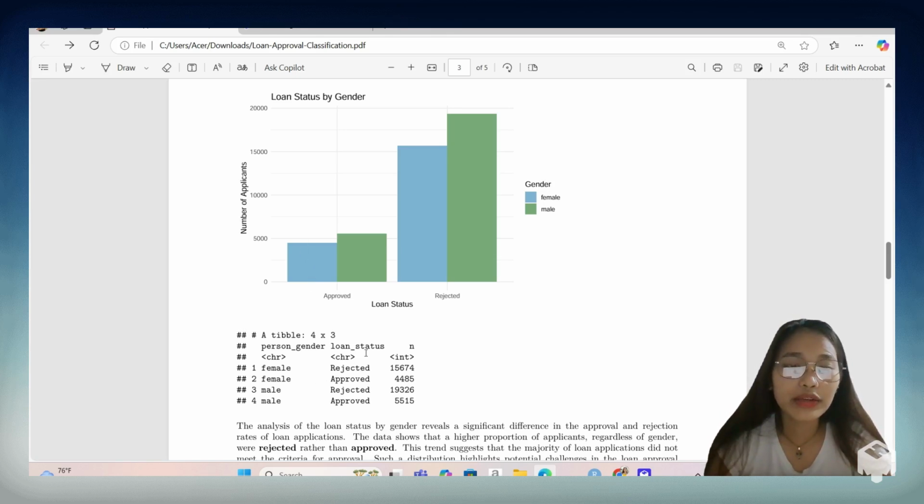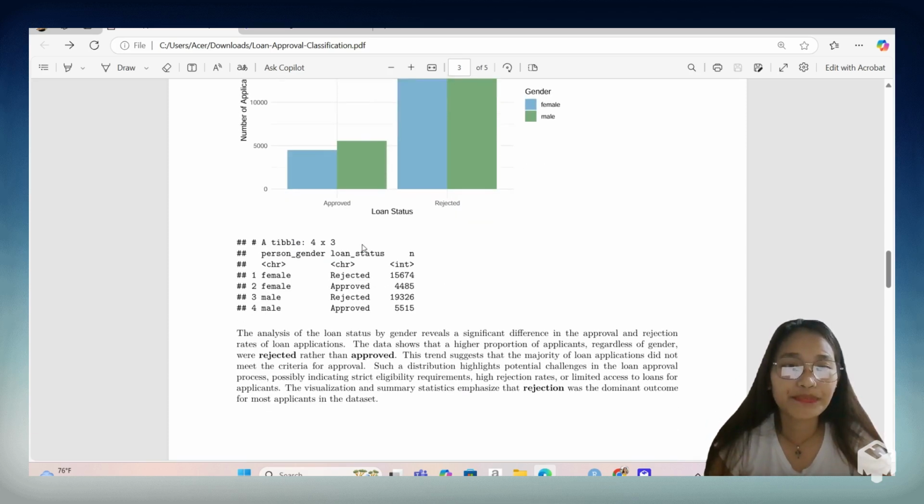And the males who got rejected, we have 19,326. This is the green one. These are the males who got rejected. And next, we also have the males who got approved, 5,515. This one, the green one in the approved part.